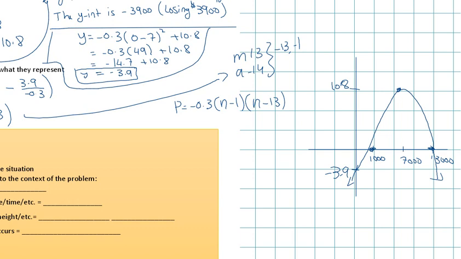If you sell 7,000, we said this is our vertex, right? So if I sell 7,000, I'm going to make a maximum profit of $10,800. And then if I go back and sell 13,000, I'm going to make 0 profit. Do you guys understand that? When you sell 7,000, you make maximum profit. When you sell 13,000, you don't make any profit.